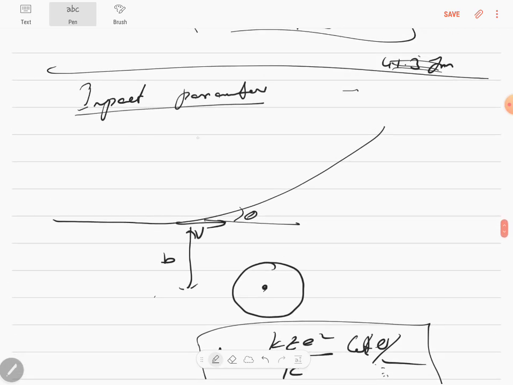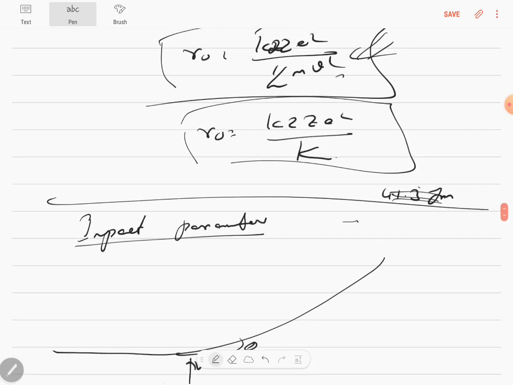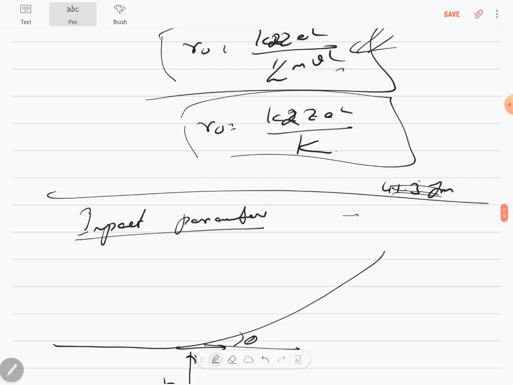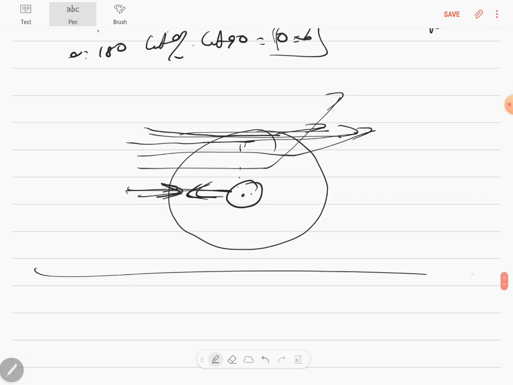If they ask you to define impact parameter, it's the shortest distance between the trajectory of the alpha particle and the center of the nucleus. Shortest distance or perpendicular distance, and the formula itself is the closest distance, so the same formula with a cot theta by 2. There's no 2 there. Ideally there should be a 2, but they seem to have ignored it. And this kinetic energy can also be written as half mv square, cot theta by 2, and that's the explanation for impact parameter. Write a note on impact parameter means this is what you should write.